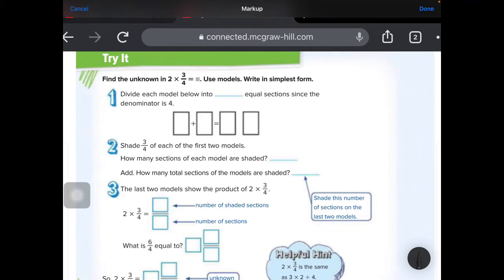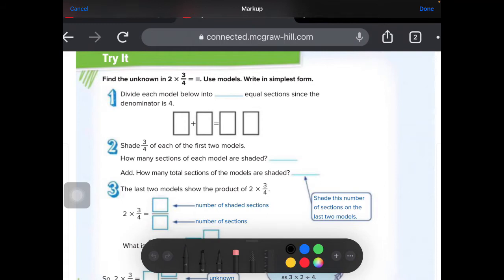Okay, let's try it. Find the unknown in 2 times 3/4. Use models in the simplest form. So I'm going to hurry and do it over here on the side in the usual way I like to do it, the normal equation way. So that's going to be 6 over 4. 4 will go into 6 one time. There's going to be 2/4 left over, which simplifies into 1 and 1/2. So that's what the answer is going to be, but they want us to work through it with models.